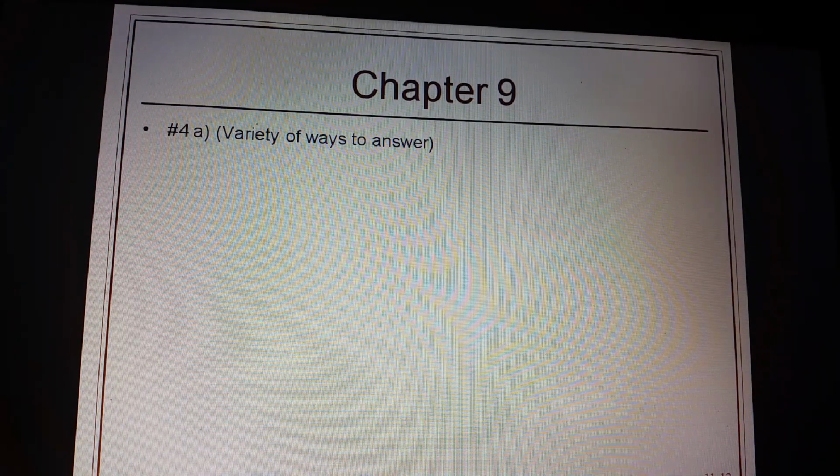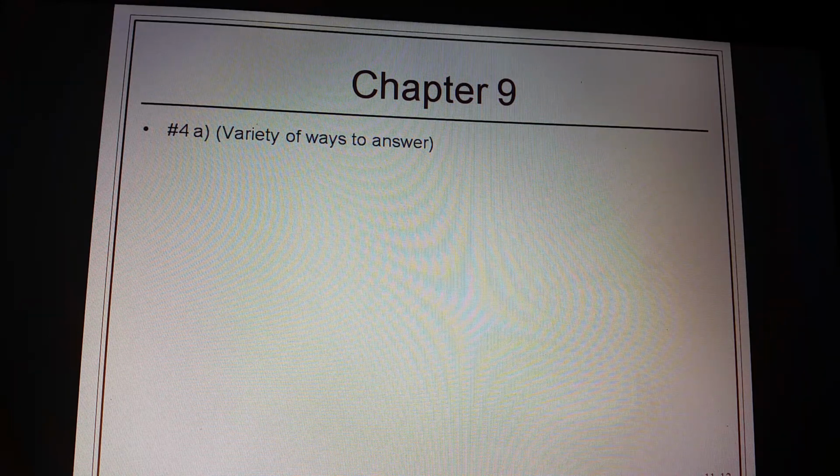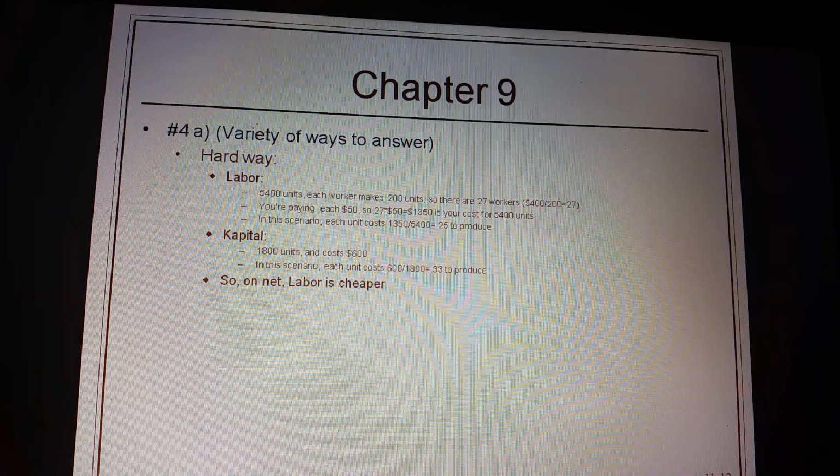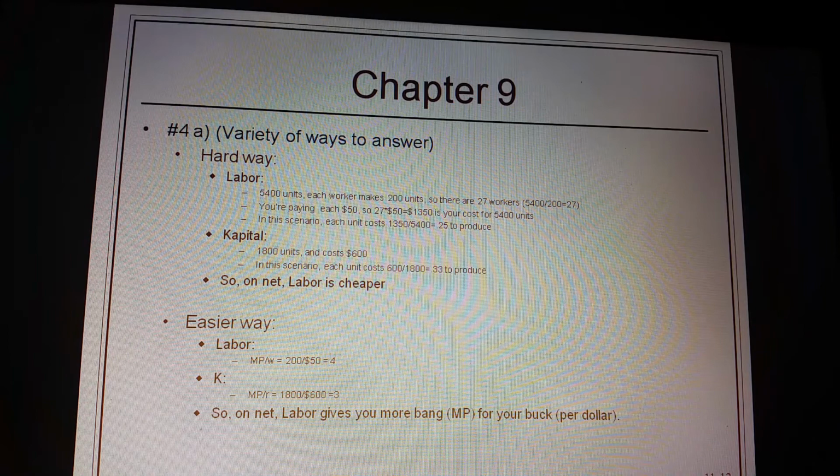The second question asked was on Moortex Company. I'll just go through part A. The financial analysis department at Moortex estimates the price of a textile machine is $600 per day. Can management reduce the cost of assembling 5,400 units per day by purchasing a textile machine and using less labor? Why or why not? There are 2 different ways to do this.